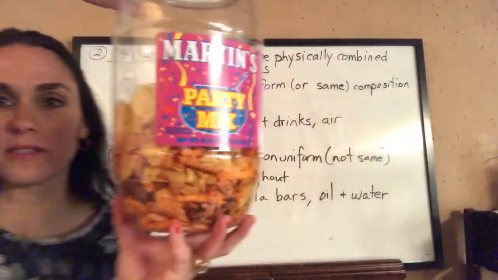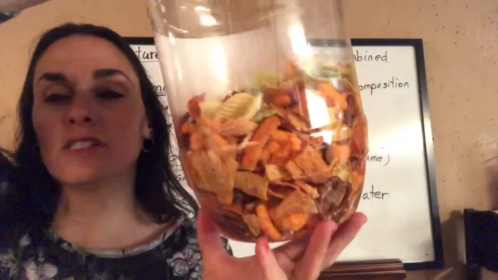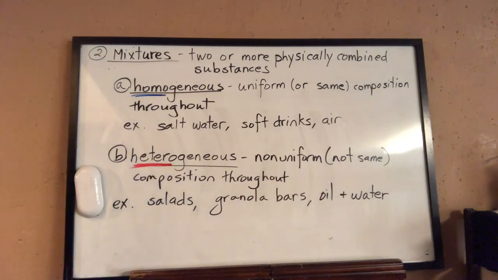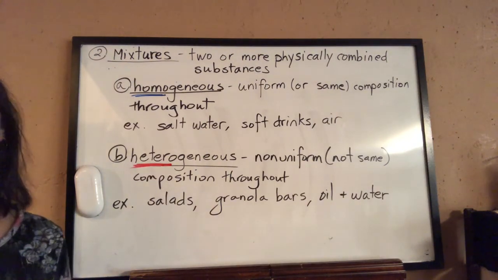Okay, look at party mix. Look at all these things in here, okay? It's not the same throughout. It's a prefix, homo meaning the same, hetero meaning not the same. So you have mixtures that are the same throughout and not the same throughout. And I'm sure that you can think of many examples yourself about what is a homogeneous or a heterogeneous mixture.